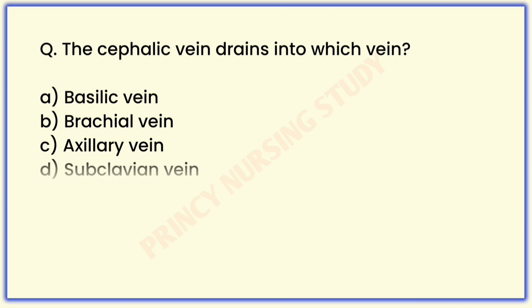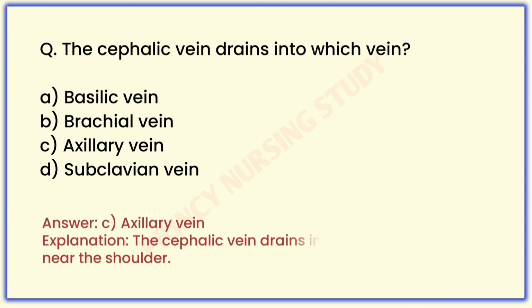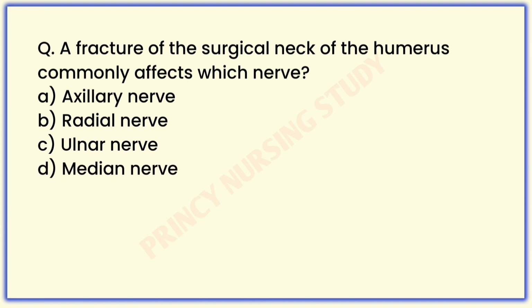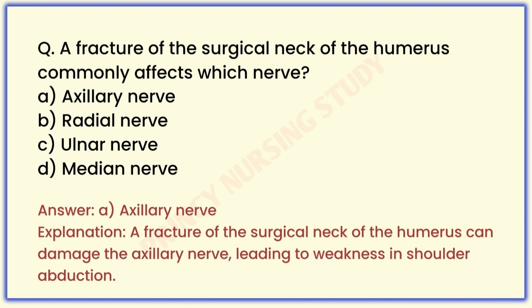Next question. The cephalic vein drains into which vein? Correct answer is C. Axillary vein. The cephalic vein drains into the axillary vein near the shoulder. Next question. A fracture of the surgical neck of the humerus commonly affects which nerve? Correct answer is A. Axillary nerve. A fracture of the surgical neck of the humerus can damage the axillary nerve, leading to weakness in shoulder abduction.